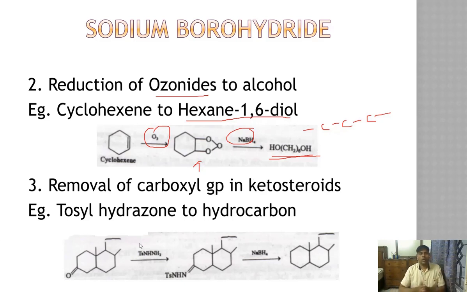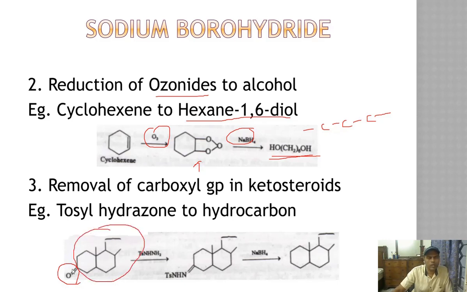Removal of carboxyl group in phytosteroids. So you can remove the carboxyl group in phytosteroids. So this is a steroidal ring. It is not shown fully, and this is your keto group on that steroidal ring.